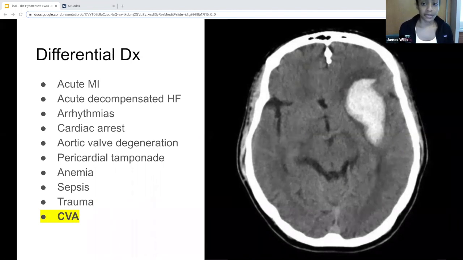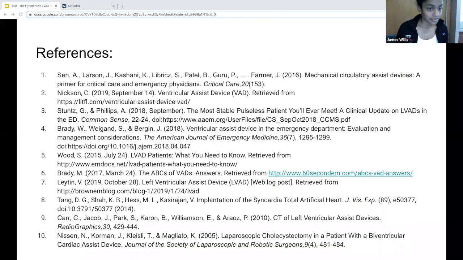Hypotension associated with stroke is super rare, but whether it's a cause or consequence of the stroke, patients are more likely to have increased in-hospital mortality and complications. Just remember, no matter what's going on, stabilization and transfer to an LVAD center ASAP are the top priorities for managing these patients. These are my references.